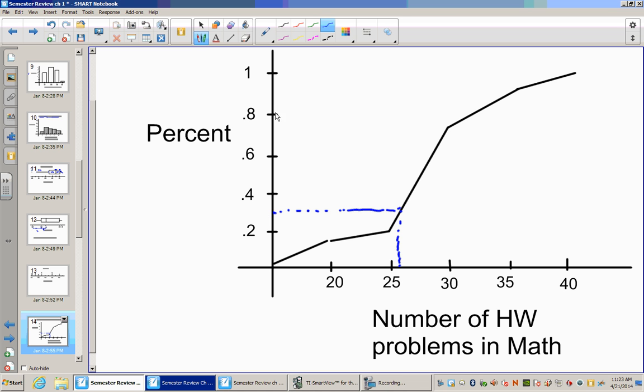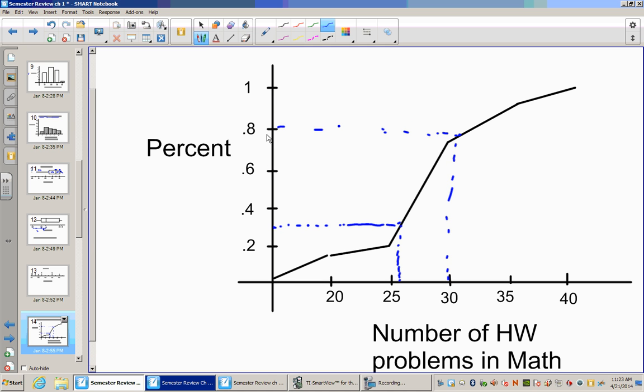If you want to find the 80th percentile, we go here, somewhere around 30 homework problems is in the 80th percentile. Now, one common question with ogives is to find the median. The median is at the 50th percentile, so you just go over and down. So the median in this graph is about 27 or so.